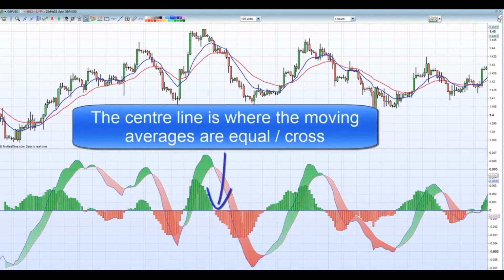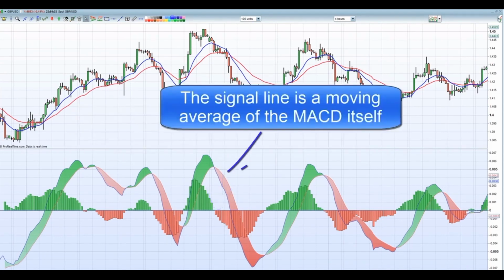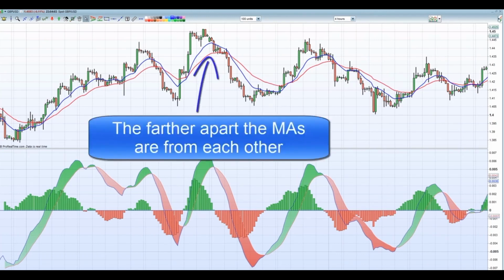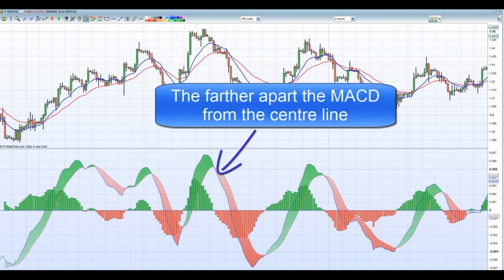The center line, of which the MACD is plotted around, indicates where the moving averages are equal, and when the MACD passes through the center line, this indicates the moving averages are crossing. The signal line, here in red, is a moving average of the MACD values themselves. Typical values for the MACD are 26 and 12 exponential moving averages, and 9 for the signal line. The farther apart the moving averages are, and the greater the momentum, the farther away the MACD will be from the center line.